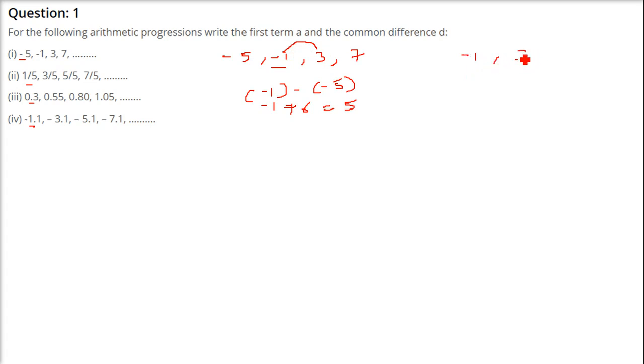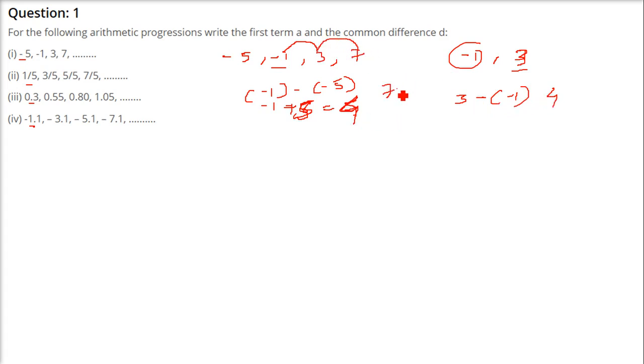So minus 1 and 3, what we have to do, take the second one and subtract the first one from it. That is 3 minus of minus 1, which is 3 plus 1, that is 4. So I just verified it and I found that it is 4 and 4.